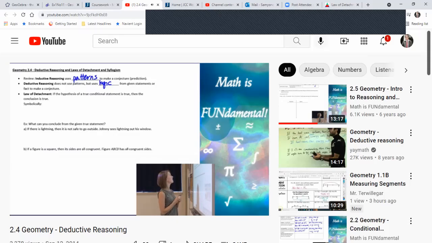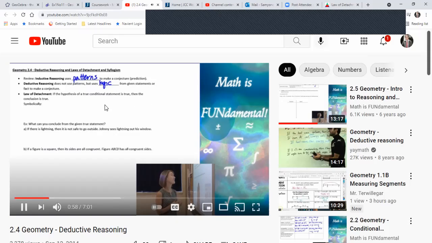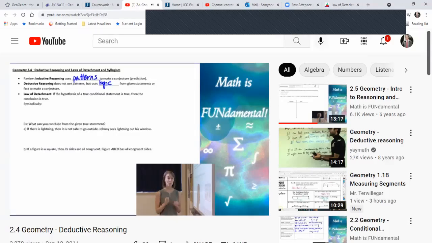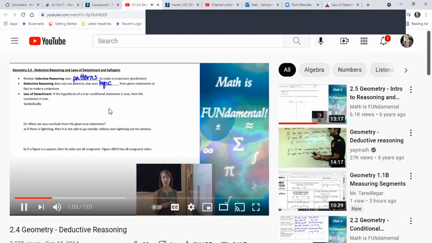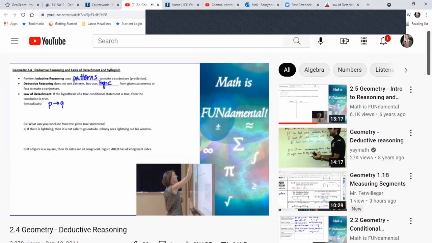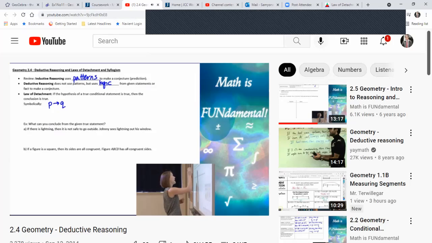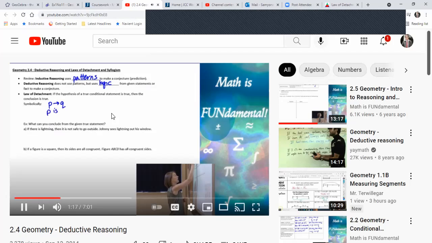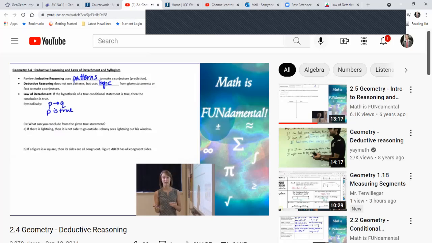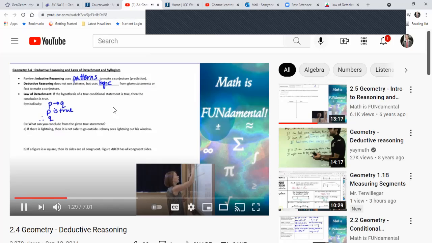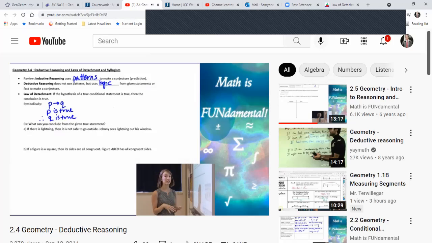So first, let's talk about the law of detachment. The law of detachment states that if the hypothesis of a true conditional statement is true, then the conclusion is true. Symbolically, that means I have to be given a conditional statement, if P then Q, that's true. It has to be a true statement. And I have to know that P is true, or that P is given. If I have those things, then, and these three little dots mean therefore, I can conclude that Q is true. So symbolically, there's the law of detachment for us. Let's look at a couple examples.